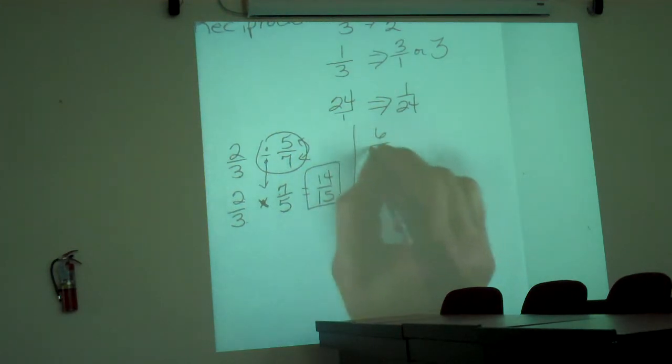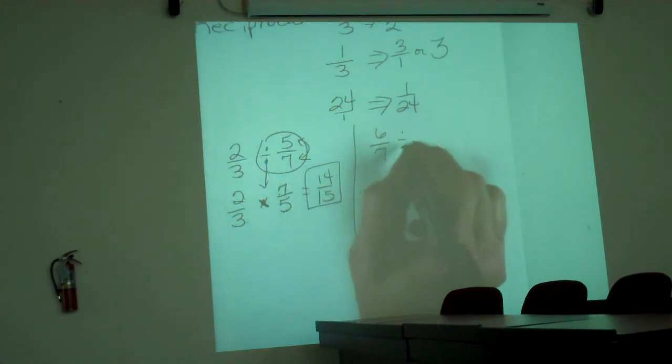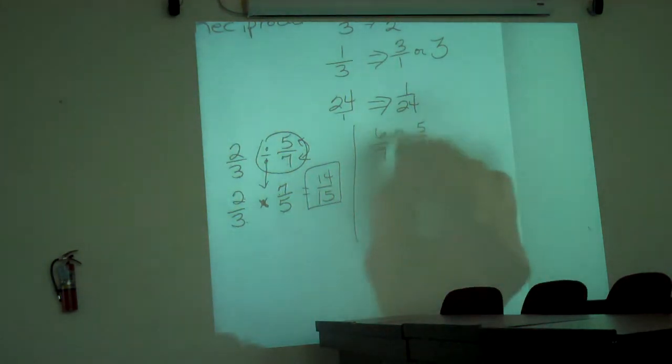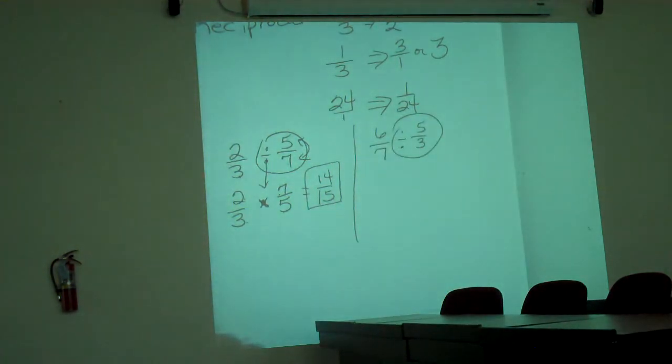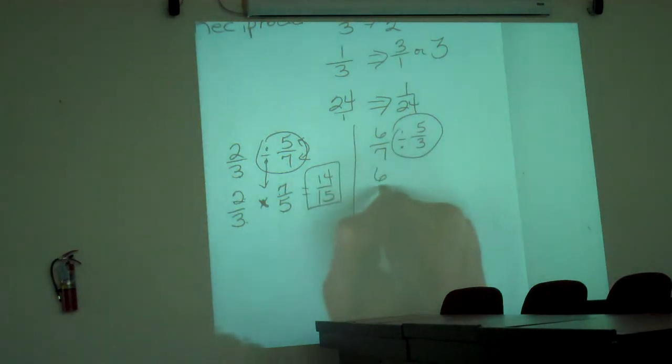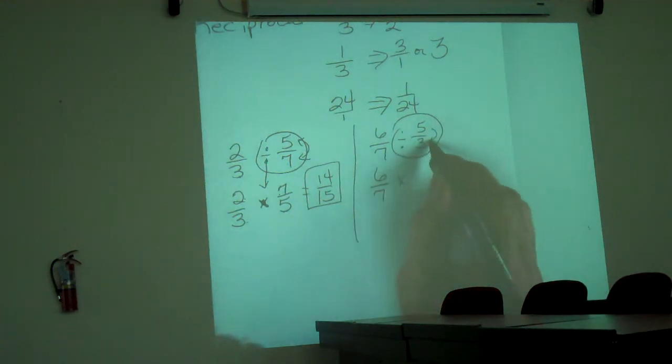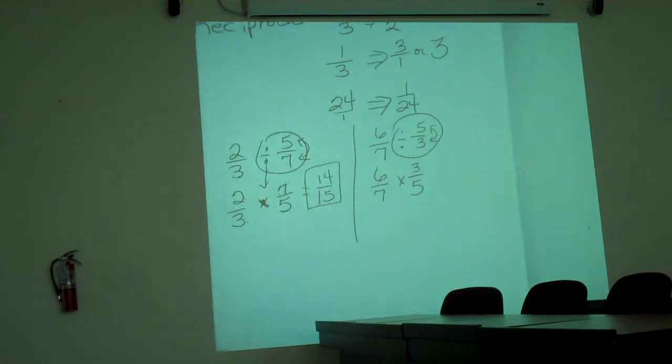Okay, 6/7 divided by 5/3. Okay, you're going to leave this one, change this to multiply, and you're going to multiply by the reciprocal. 3 goes on top, 5 on bottom.